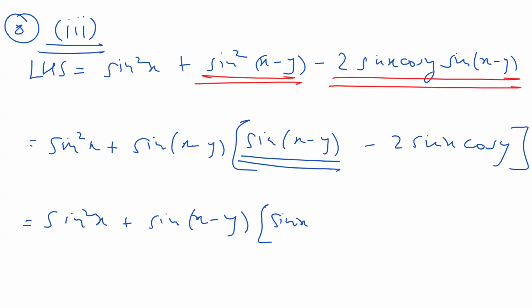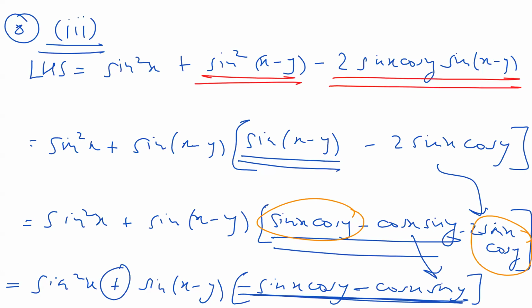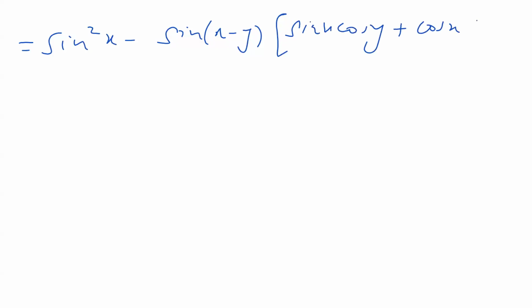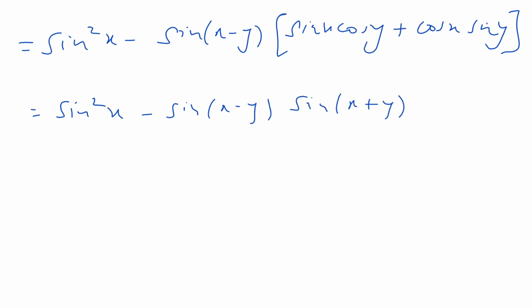So if we take that minus sign common over here, this plus will become minus. So sin square x minus sin(x minus y) into [sin x cos y plus cos x sin y]. We took the minus sign common. It was supposed to be over here, but then there was a plus over here, so minus into plus is minus. So this is equal to sin square x minus sin(x minus y) into sin(x plus y).